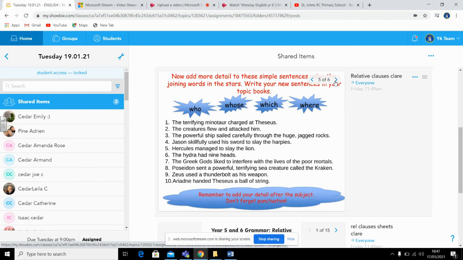So here you can add more detail to these simple sentences by joining the words in the stars, the relative pronouns, to create relative clauses and add them to the sentences. Okay, so you can have a go at the first two, and then we're going to move on. So the terrifying Minotaur charged at Theseus. What could you add to that sentence? For example, the terrifying Minotaur, who was really ugly, charged at Theseus, including your two commas in your sentence. So have a go at the first two and then move on.